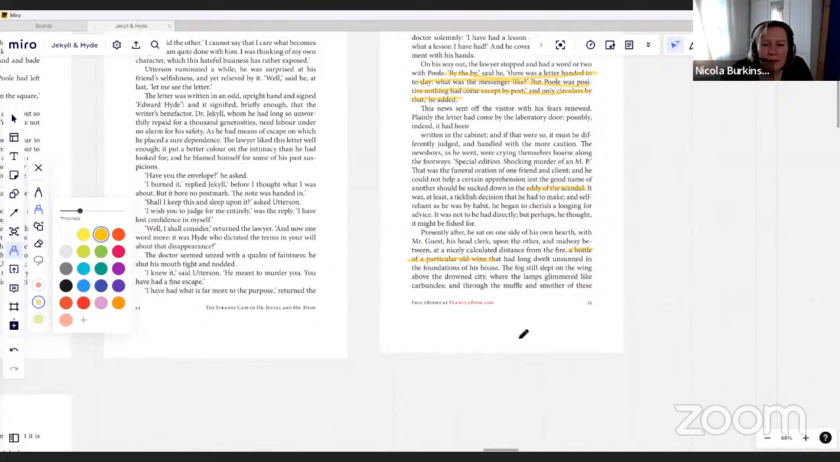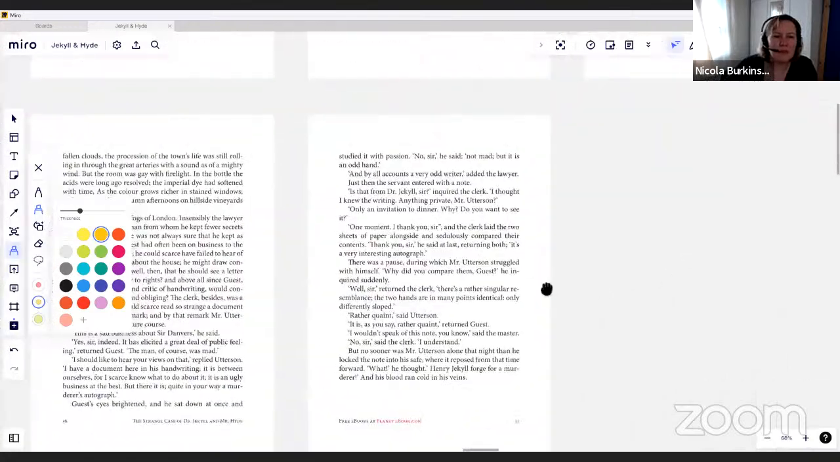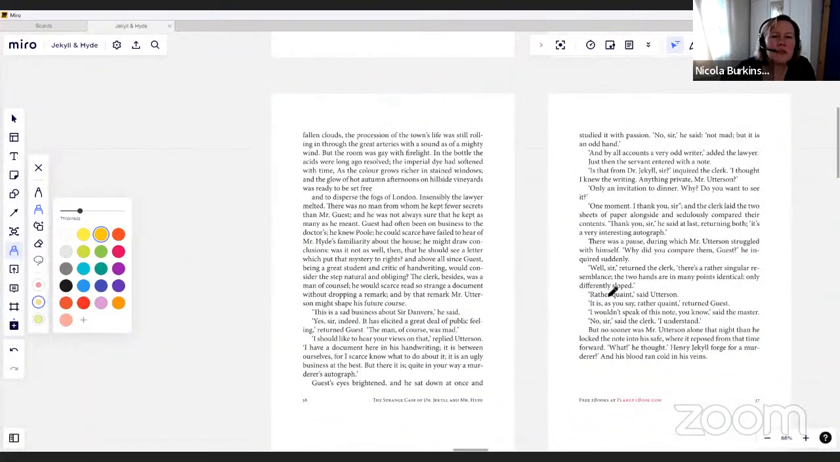The fog still slept on the wing above the drowned city where the lamps glimmered like carbuncles, and through the muffle and smother of these fallen clouds, the procession of the town's life was still rolling in through the great arteries with the sound as of a mighty wind. But the room was gay with firelight. In the bottle, the acids were long ago resolved. The imperial dye had softened with time, as the colour grows richer in the stained windows, and the glow of hot autumn afternoons on hillside vineyards was ready to be set free.